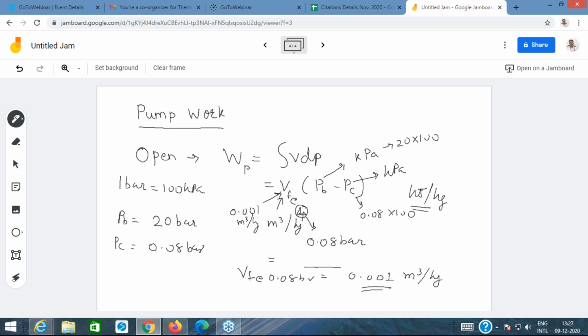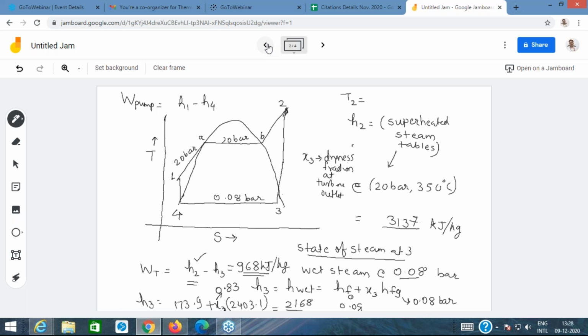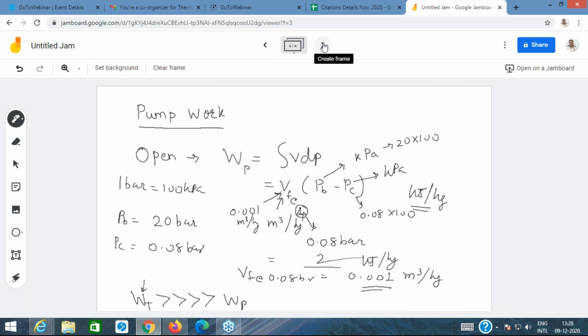So tell me the value of pump work, how much is that? It's valued in kilojoules per kg. So it is approximately 2, correct? Compare this value with the turbine work. The turbine work would be much greater than the pump work. The turbine work which we had obtained was, I guess, 968. Turbine work was 968 and the pump work is about 2.